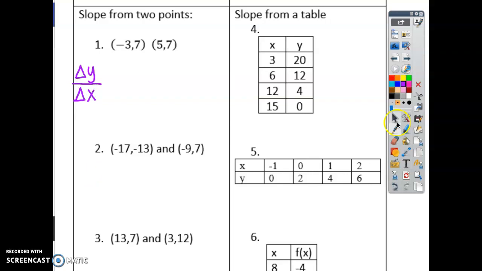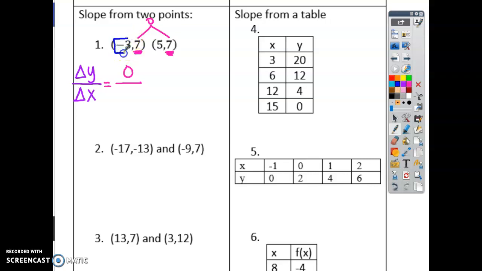Okay, so we're going to be looking at the y's first. So put equal to. This is a y, and this is a y. How much did they change from here to here? How much did they change? ¿Cuánto cambiaron? Nothing, so zero. So from here to here, it was zero. So at the top, the change of y is zero.